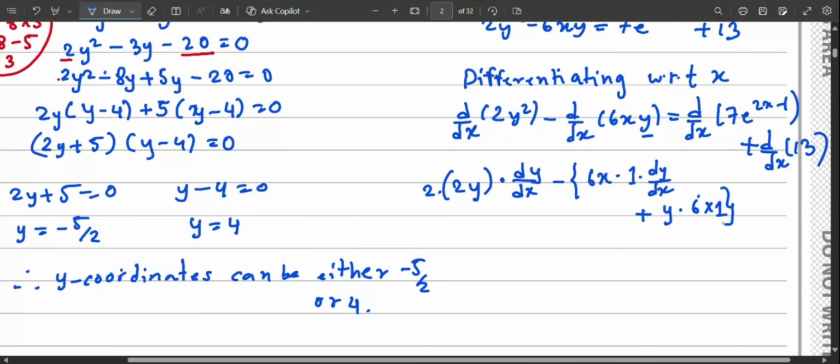Next, we have the right side of our equation. In the right side, we have d dx of 7 e to the power of 2x minus 1.